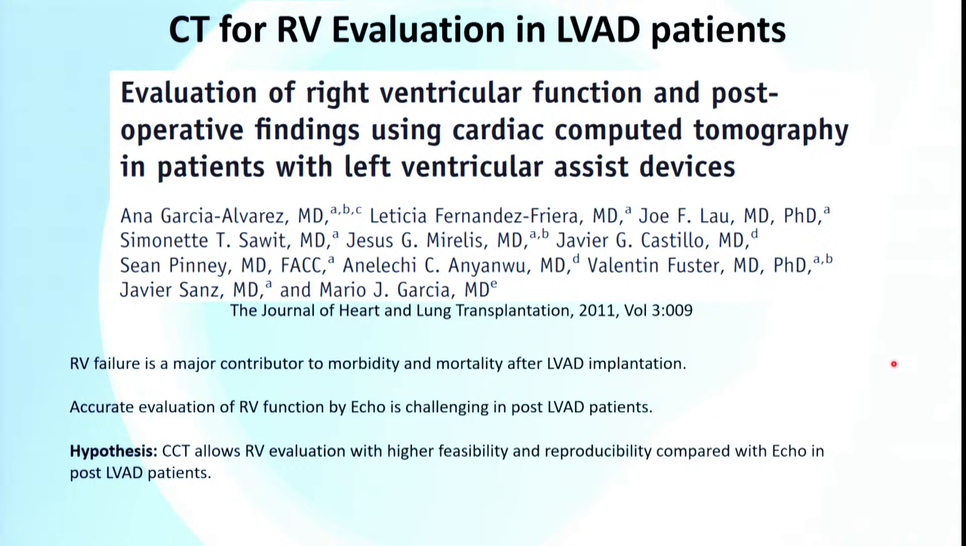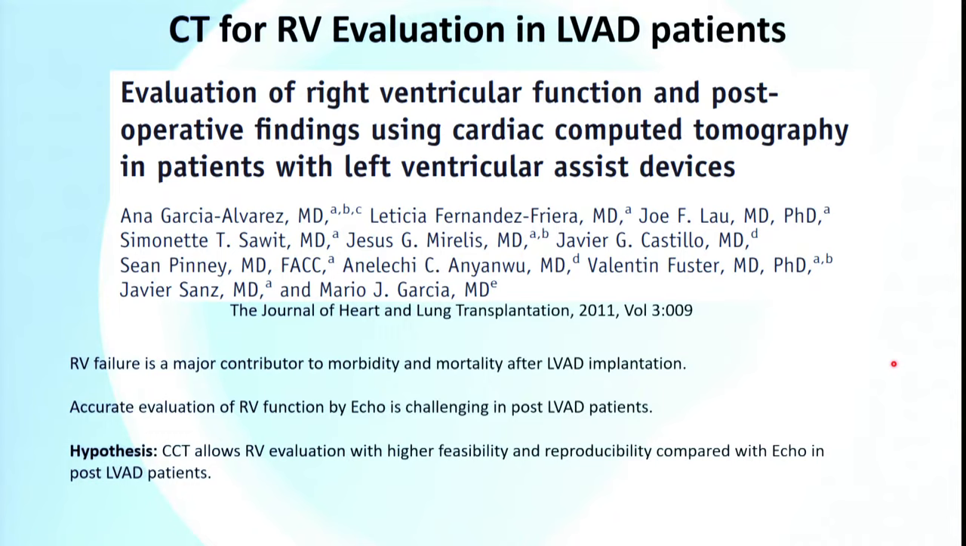And from the echo images, you all know the images can be challenging. Yes, there could be some windows where you get a glimpse of the RV function, but you're not going to have the usual parameters with nice apical four-chamber views to evaluate the RV function. So this study from the Journal of Heart and Lung Transplantation looked at the utility of CT for evaluation of RV after LVAD implantation. And their hypothesis was that cardiac CT will allow RV evaluation with higher feasibility and reproducibility compared with echo post LVAD.